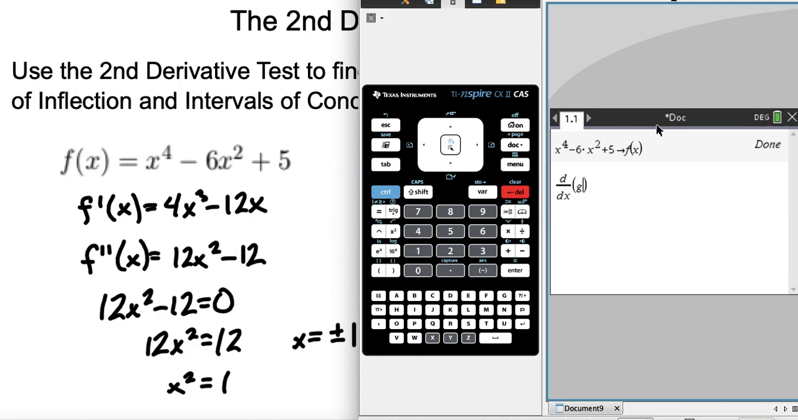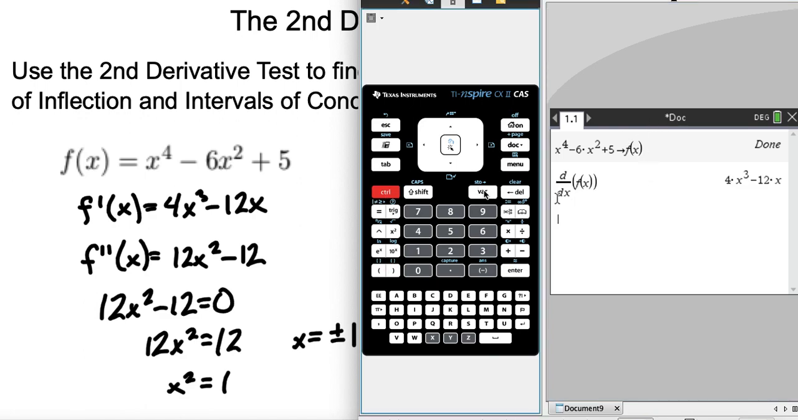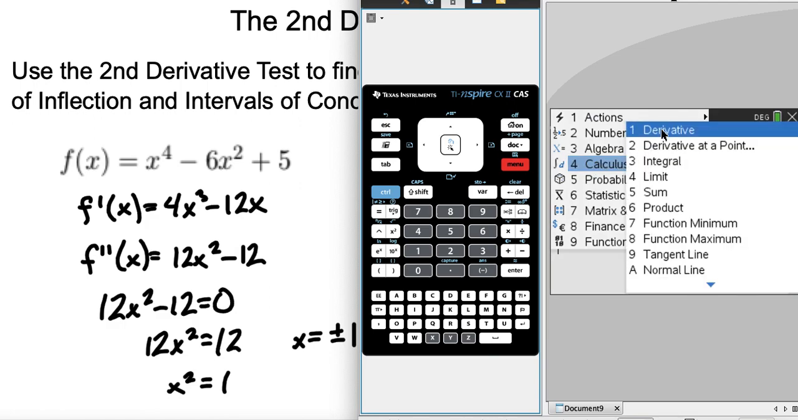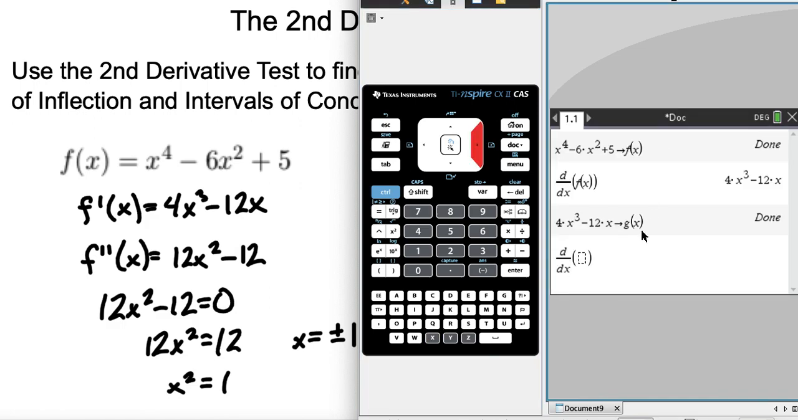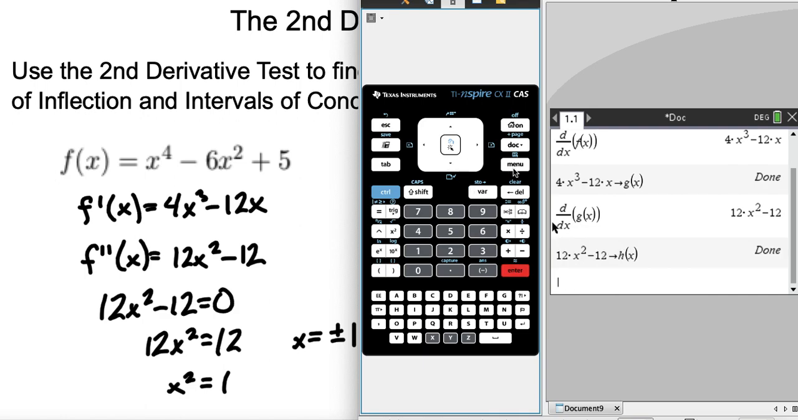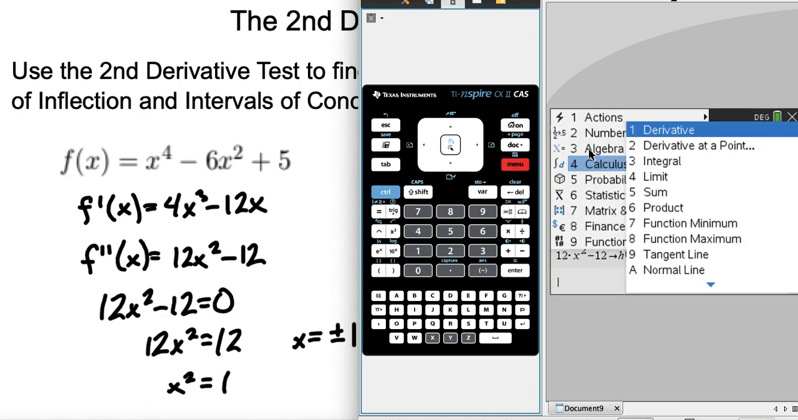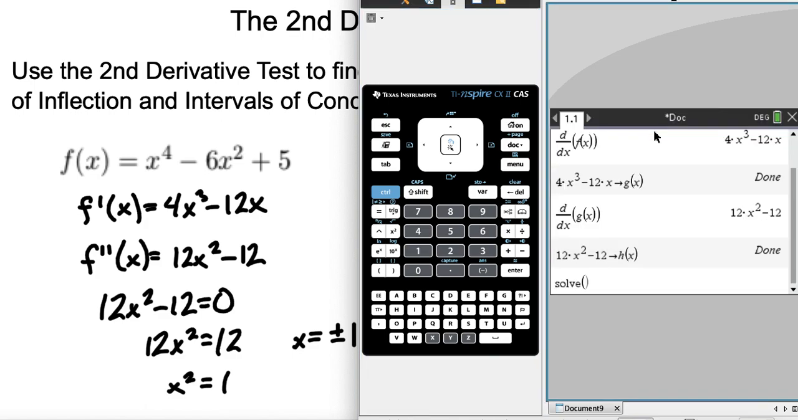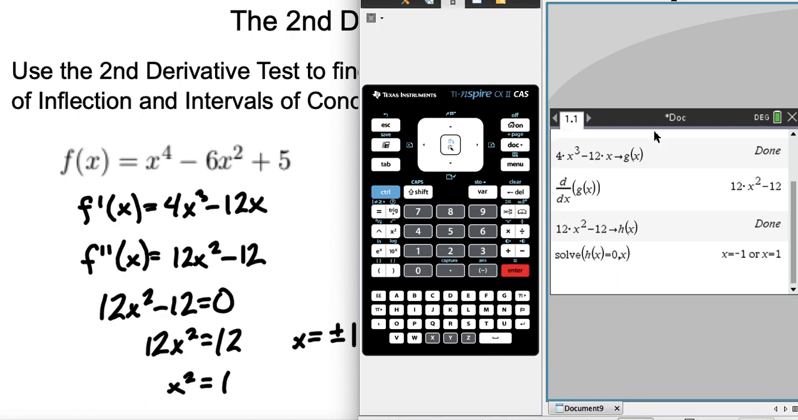We're trying to get g of x. Here's our derivative, so we're going to store that as g of x. Now we're going to go one more level. We go menu, calculus again and get the derivative, and that gives us our second derivative here. I'm going to store that as h of x. And remember, if you went menu, algebra, solve, you could set your second derivative equal to 0, which gives you the x values of the points of inflection.